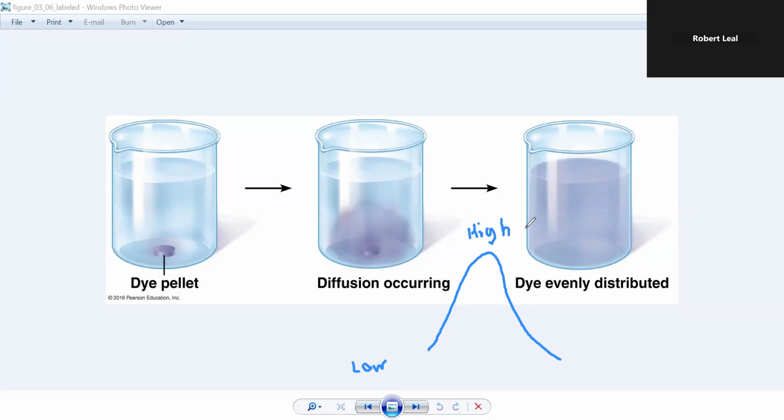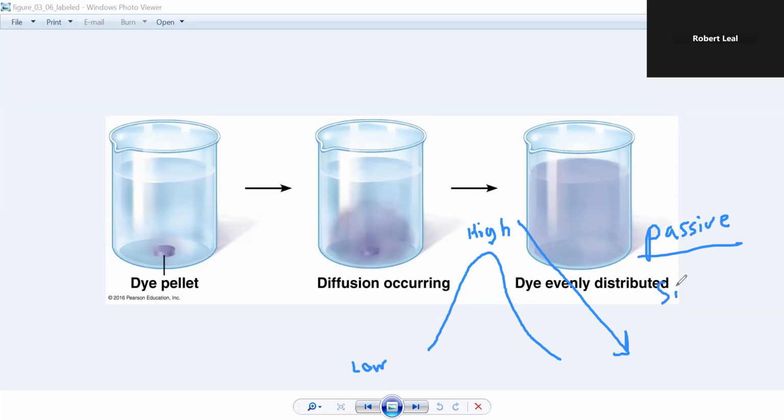So anytime you see a substance just naturally want to go from where there's a lot of it to where there's less, think of going downhill. You don't need any energy. So that type of movement, transport, is referred to as passive transport. It means it doesn't require ATP to do so. And one type of passive transport is the simple diffusion you're seeing here.